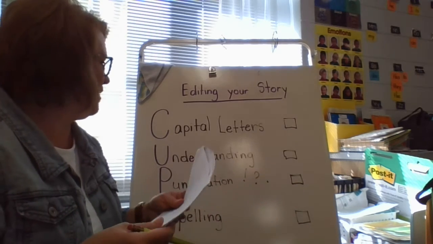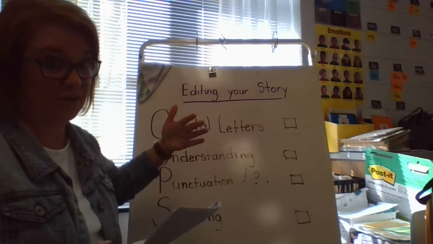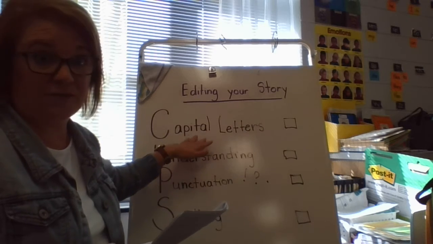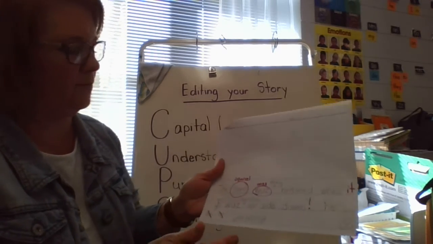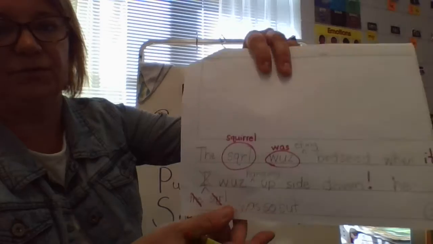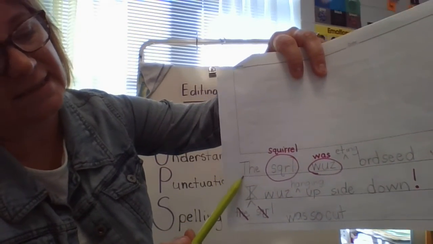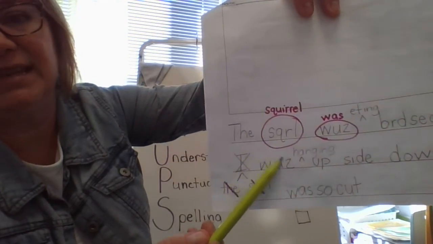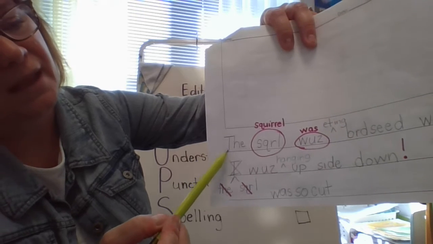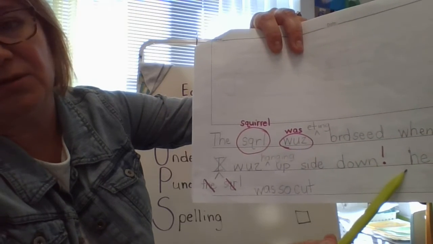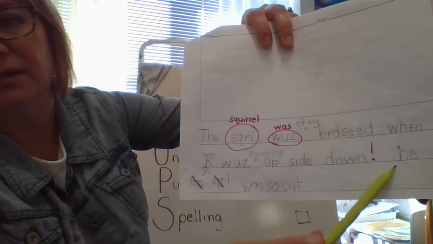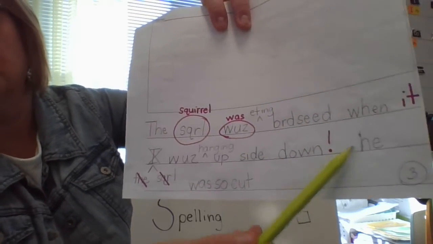All right, so now I checked for understanding. It's good now. Let me check for capital letters because that's kind of easy. When I look at my writing, my first sentence starts with the word the, so the T in the is capital. And then my next sentence starts with the word he, and that is not a capital H.